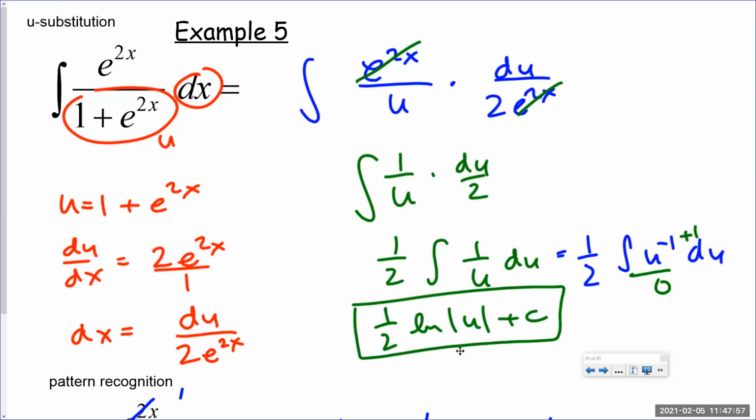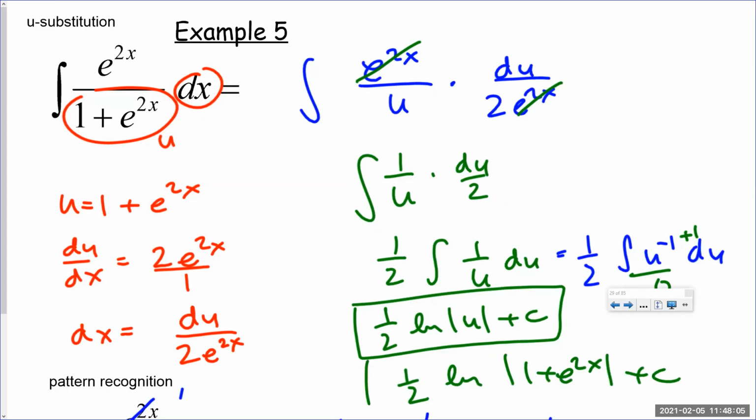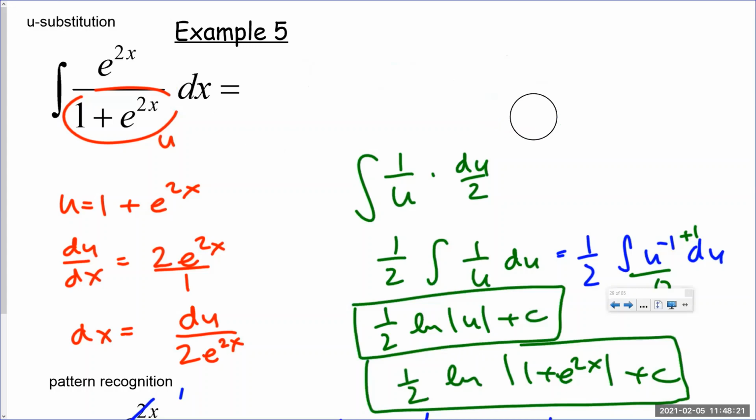It's just the wrong answer. Please make sure you come back in and put in your u, which is 1 plus e to the 2x, plus c. Did anybody wonder why we didn't do an easier way? Did anybody see an easier way? Go back up here and look at this. Did I make my whole bottom my u? If I make my whole bottom my u, what am I allowed to do?